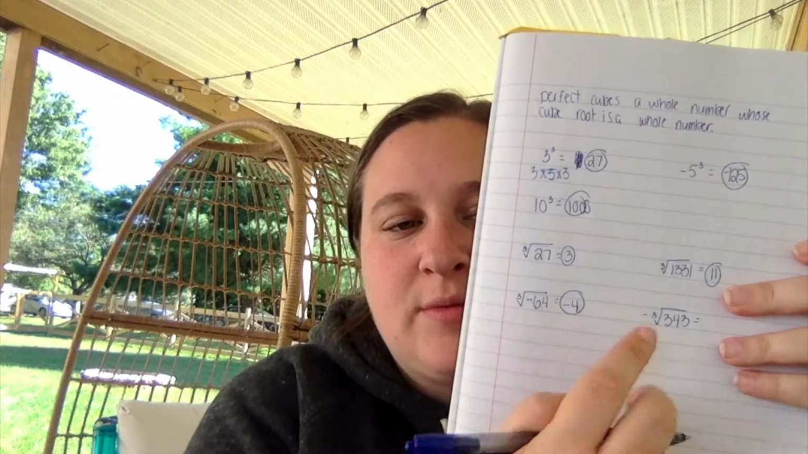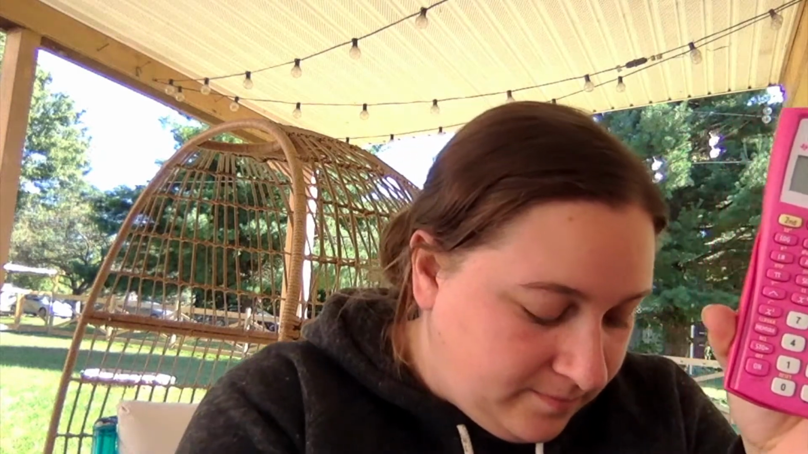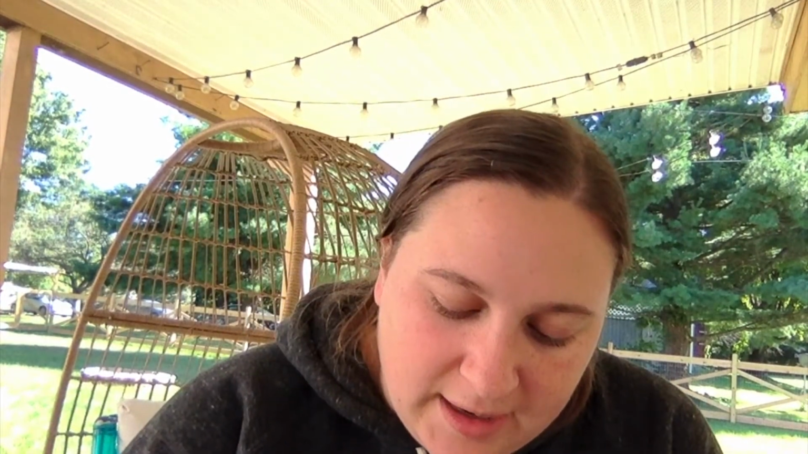And then the very last one, we're going to have the negative outside the root, which means we're going to type the negative before everything. So we're going to type negative and then 3 for the cube root. Put the root in the calculator. And then we're doing 343. Hit enter. We also get a negative number for this one. So just remember, for cube roots, whether it's inside or outside the root, it is going to be negative if that negative is there.